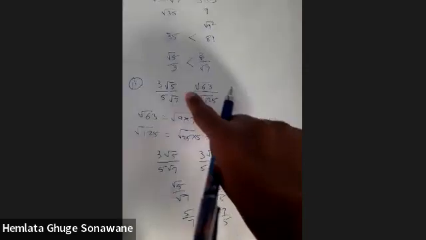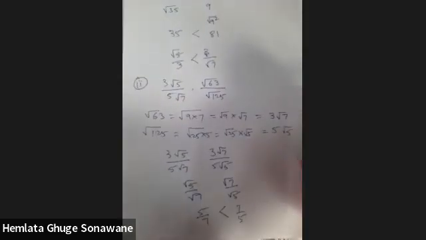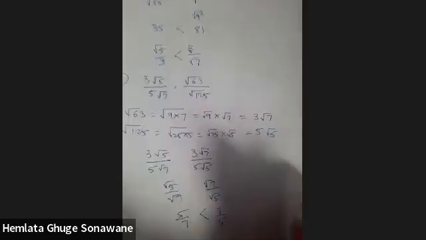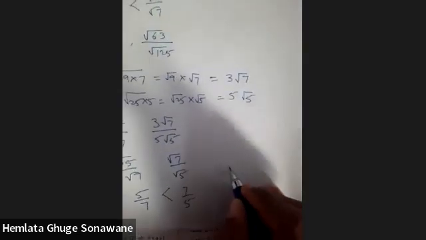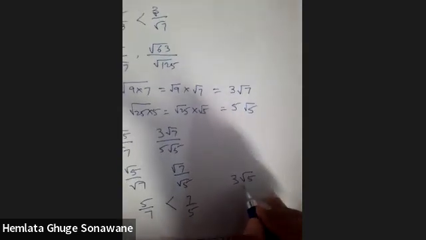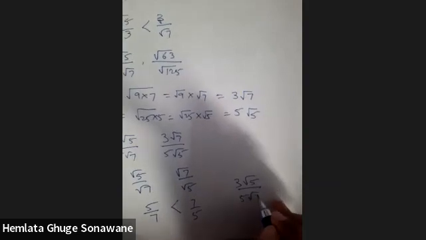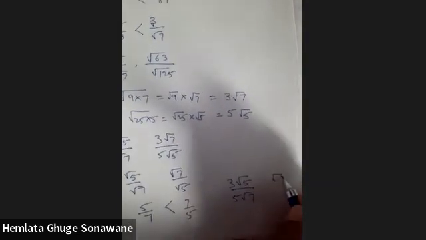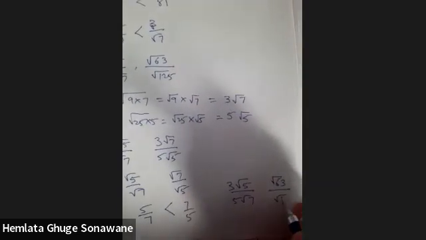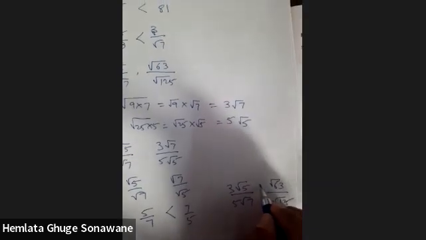Same, we have to write down the pairs again and we have to mark like this. That is, our terms are 3 under root 5 upon 5 under root 7 and under root 63 upon under root 125. We mark same.